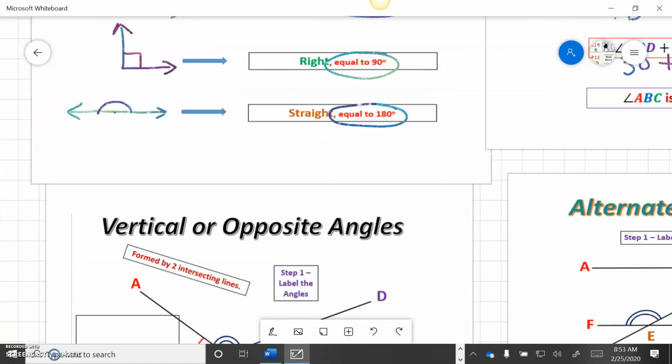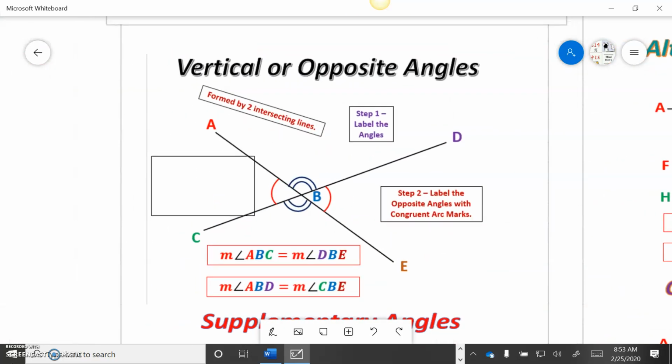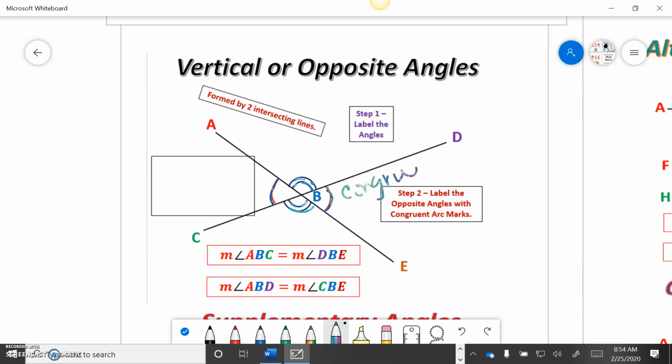The next type of angle we're going to talk about is vertical or opposite angles. Now, this one is probably new to you. So we have our different angles. We have angle ABC, and then we have angle DBE. We also have angle ABD and CBE. Notice these little markings. So these markings, this one has one and this one has one. That tells you that they are congruent or equal.